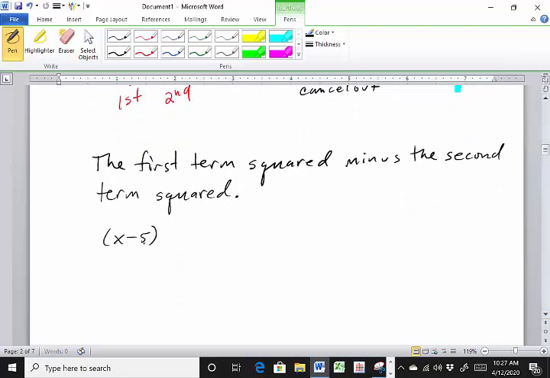x minus 5 times x plus 5. It only works for these situations. So let's do the shortcut. Here's the first term, here's the second, just like that. Well, what's x squared? It's x to the second power. What's 5 squared? That's 25. And then you just put your minus sign there. x squared minus 25, and you're done.